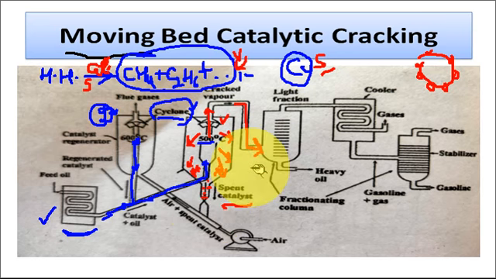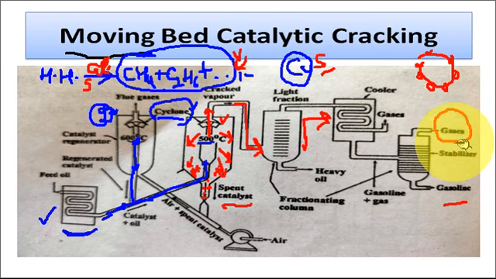Now the cracked vapors undergo fractional distillation in this chamber, and the gasoline vapors we collect go into the next part, which is the cooler, in which gasoline vapors are cooled down, and in the stabilizer the dissolved gas is removed from the gasoline and gasoline is collected over here.